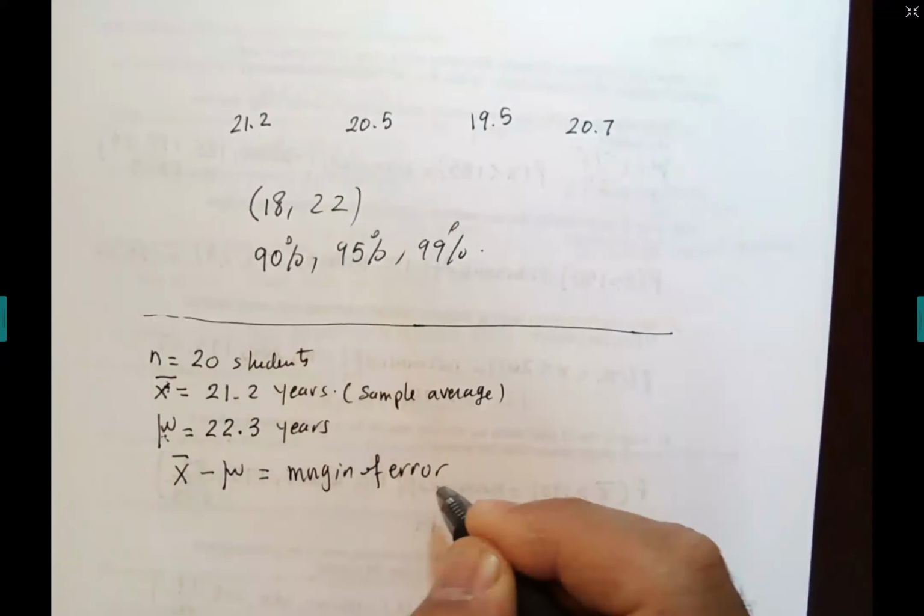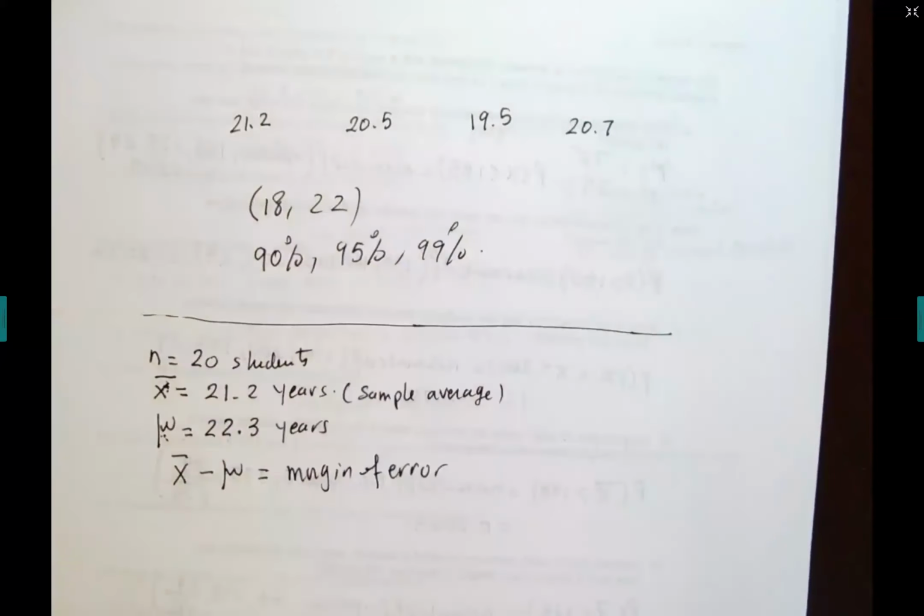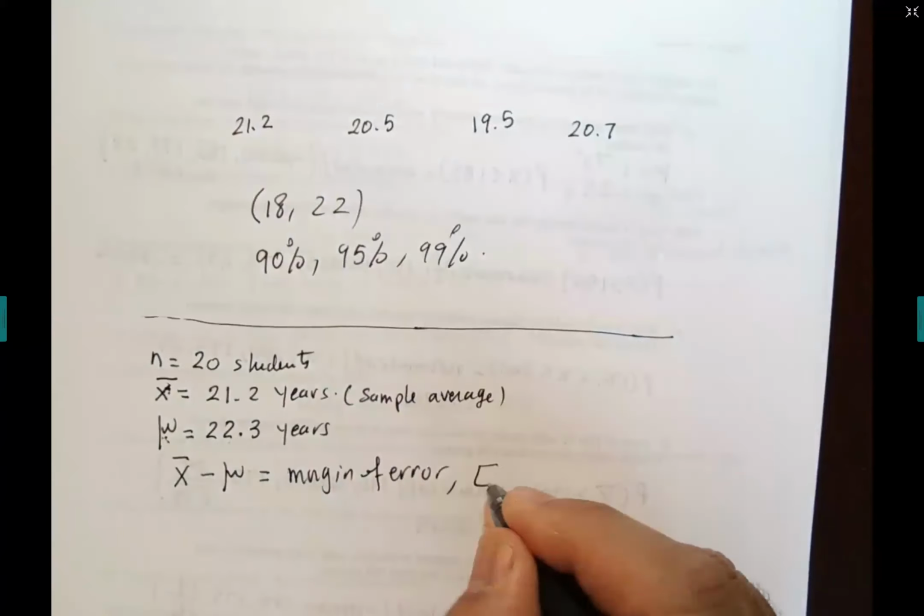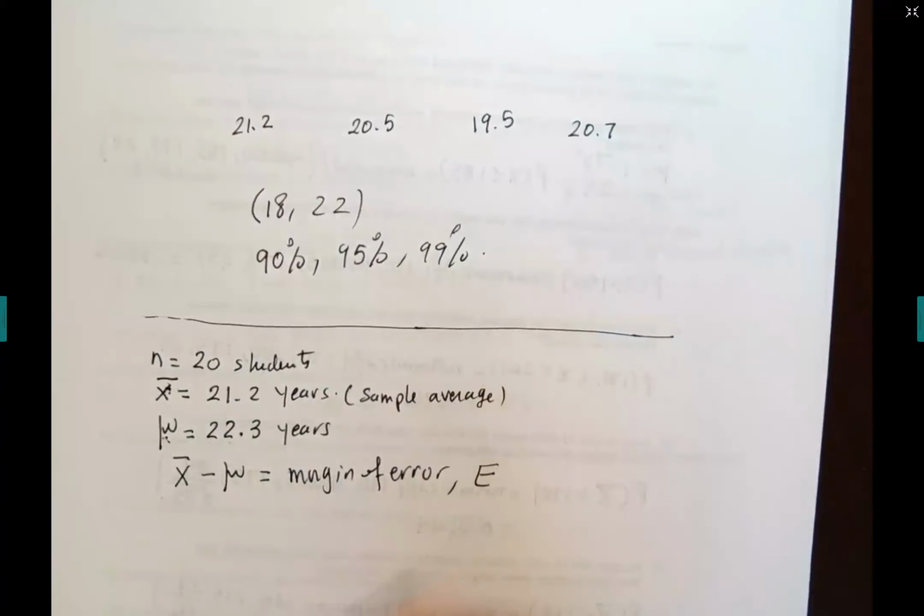The margin of error, guys, is the difference between the actual value and the estimated value. That's what the margin of error is. They call it in the book E. If the margin of error is 0, guys, that means the estimated value is exactly the actual value. It will never be 0. There are always going to be the margin of error. I'll tell you how you can reduce the margin of error, guys.